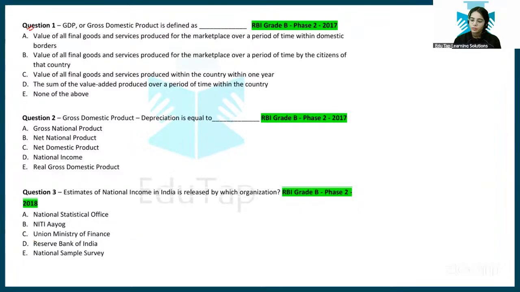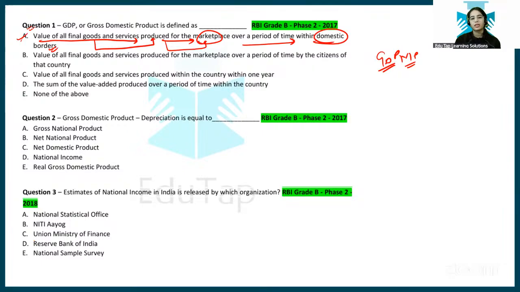Question number 1. GDP or gross domestic product is defined as the value of all final goods and services produced for the marketplace. I have told you whenever the GDP is alone, it is always taken at market price. So produced for the marketplace, over a period of time within the domestic borders. So A is the correct answer here. The C can also be correct, but the market price is not mentioned here.